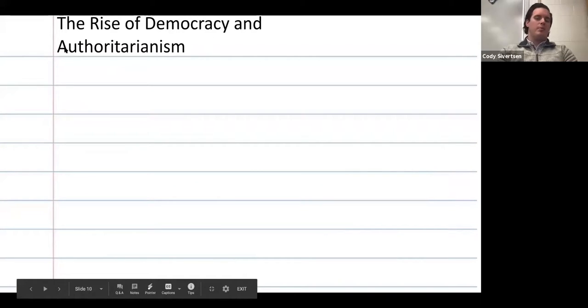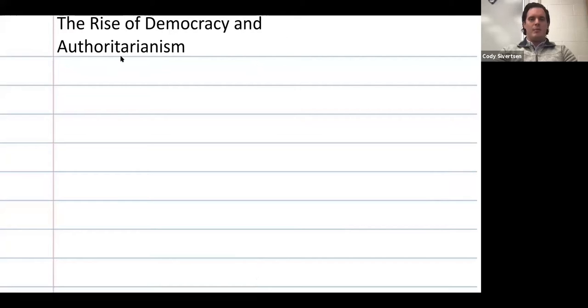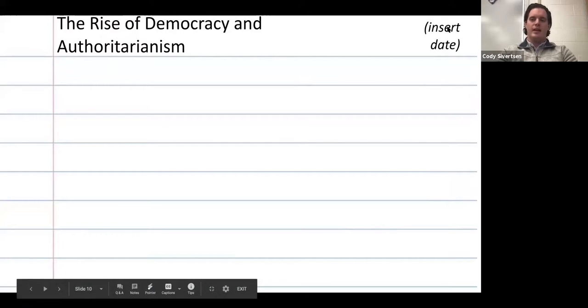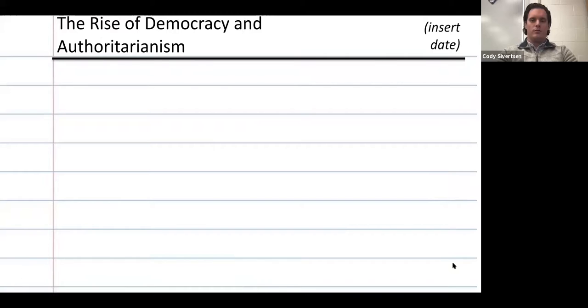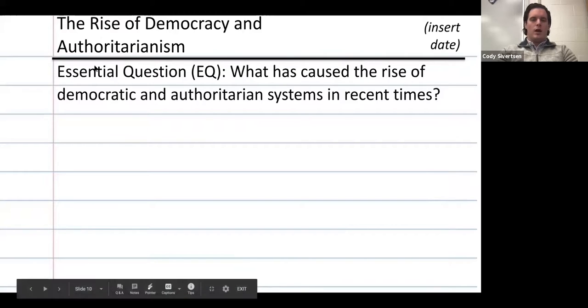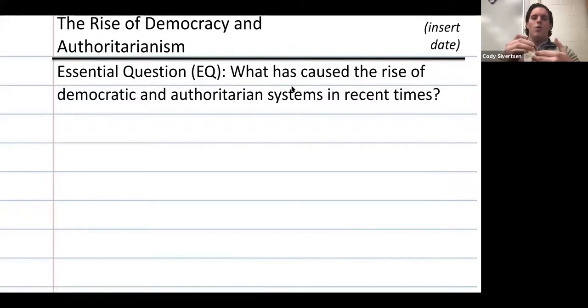So I tell them to put the topic up at the top here, the rise of democracy and authoritarianism, and insert the date in the upper right-hand corner. Directly under that, the essential question, what the notes are going to answer: what has caused the rise of both the democratic and authoritarian systems in recent times.